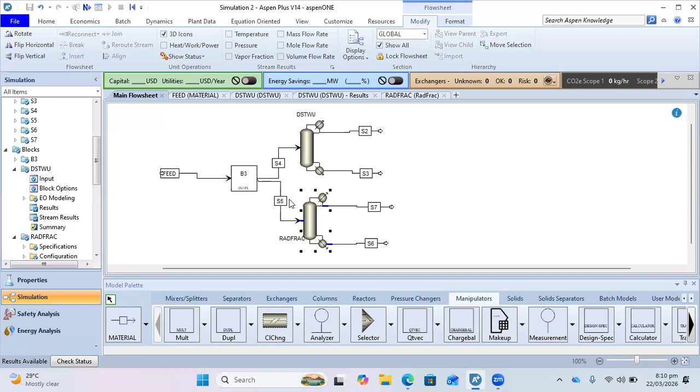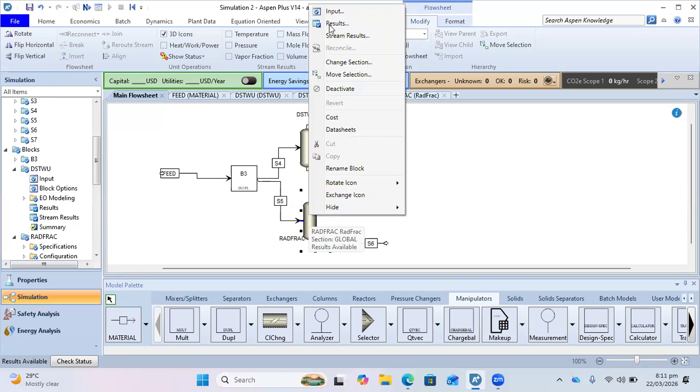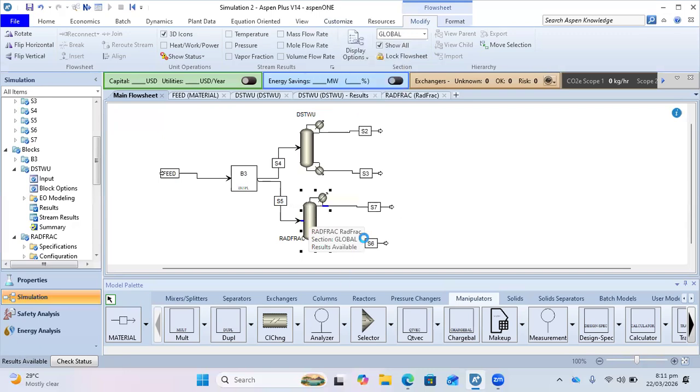So the simulation is running. Okay, I think our results are available now. Sure. So we can check the results of the RadFrac as well. So we can right click and click on results. So all that is taking time to load. Are there any questions on what we've done so far?